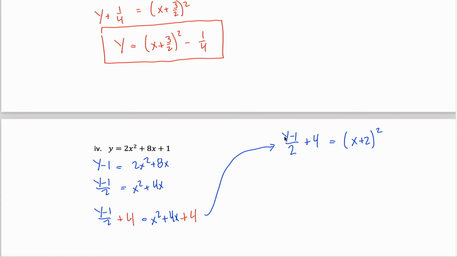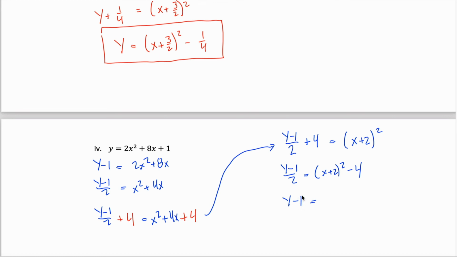To get this y all by itself, I'd first subtract 4 from both sides of the equation. So I get (y minus 1) over 2 equals (x plus 2) squared minus 4. And then if my goal is to get at this y, I'd get rid of this 2 next. So I'd multiply both sides of the equation by 2. On the left, that would just leave me with y minus 1.